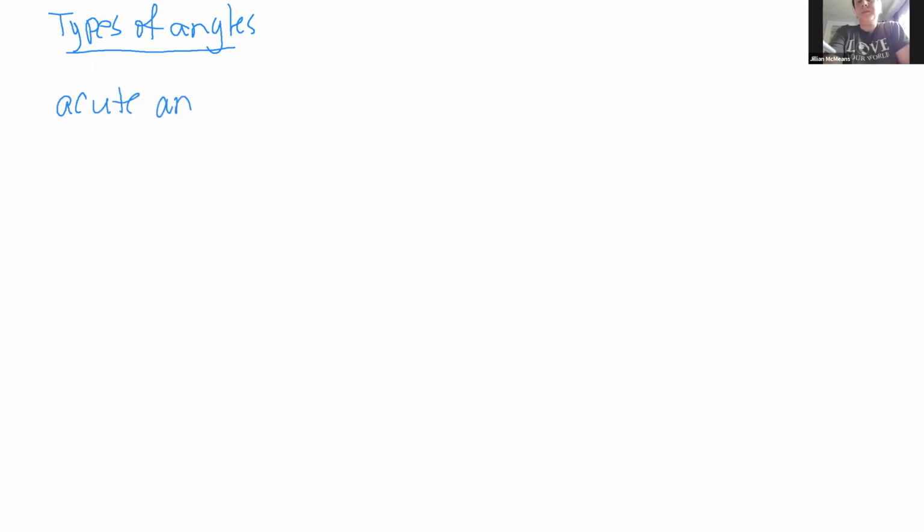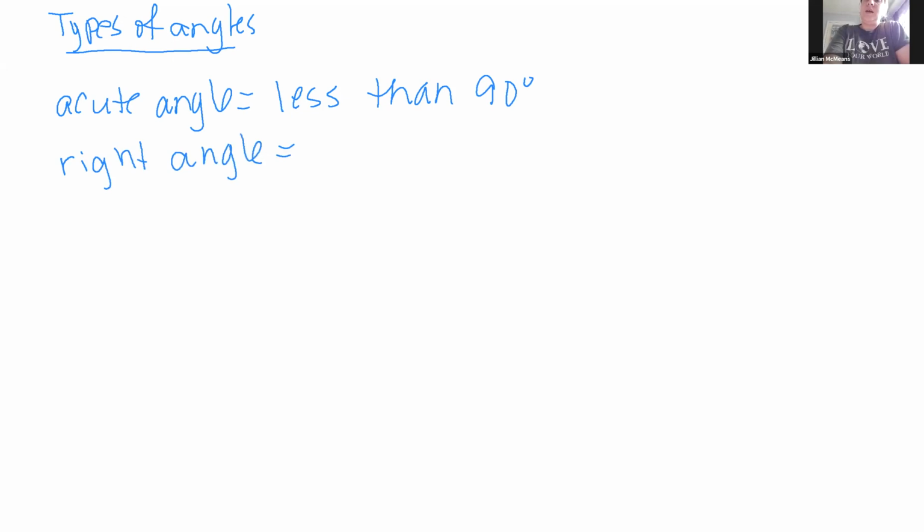Now, you can have different types of angles. And I do want to go over the types of angles really quick, just because some of this terminology is going to come up in a bit. You can have an acute angle, and it's an angle that is less than 90 degrees. You can have a right angle, and a right angle is exactly 90 degrees.